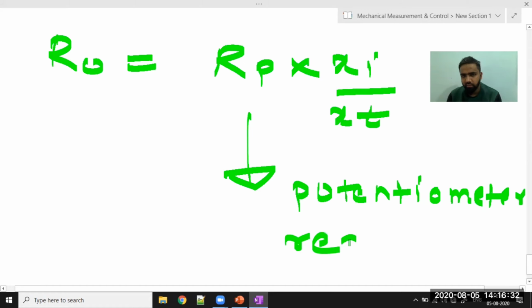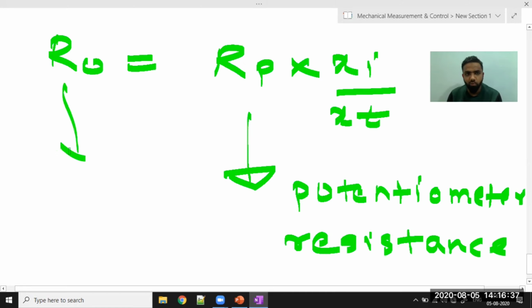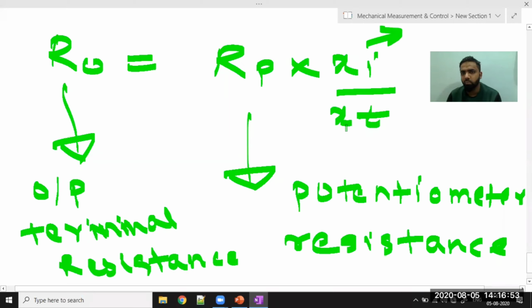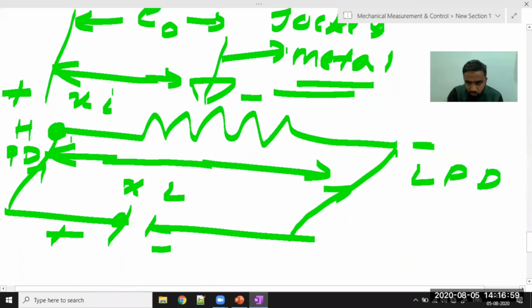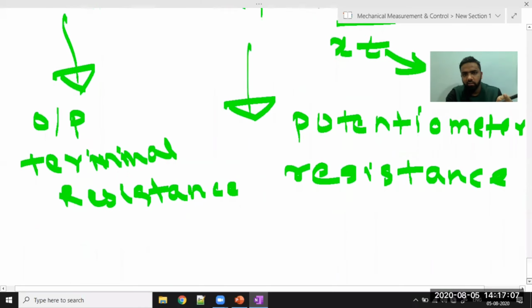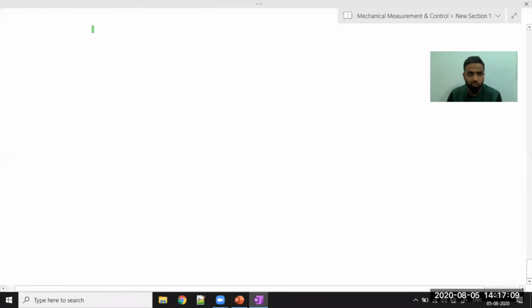Potentiometer resistance is Rp. R naught will be the output resistance. Due to the movement of the wiper, whatever resistance I am getting will be my R naught, which is the output terminal resistance. Now I know what Xi is. Xi is the initial movement of the wiper on the potentiometer wire, and Xt is the total length of the wire.